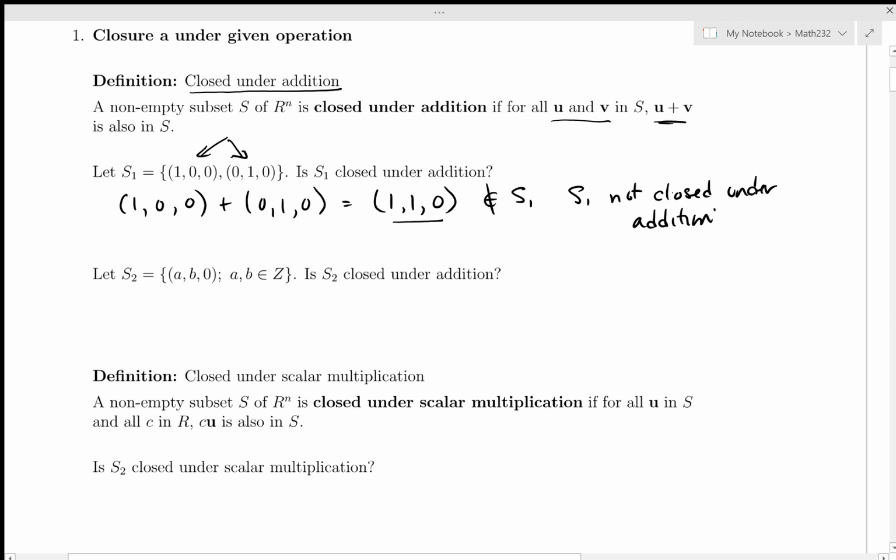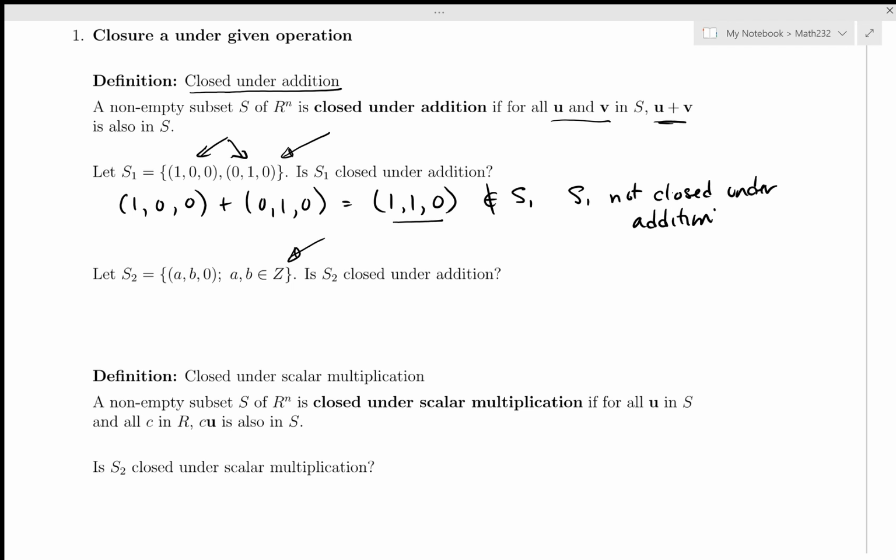Here's another set. Let me pause momentarily and notice that S1 is a finite set. It just has two vectors in it. This one here, S2, is an infinite set. It has all of the vectors of the form (a, b, 0), where a and b are integers. And then we ask, is this closed under addition?